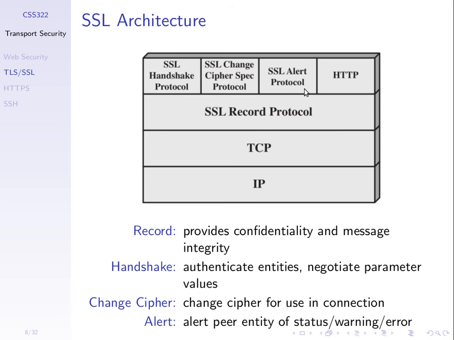The fourth part is an alert protocol, which is a way for the two entities to send special messages to each other, maybe about the status, any warnings or errors that have happened. For example, I receive a packet that doesn't pass the integrity check, the MAC fails. Then the alert protocol can be used to send a message back to the client saying, I just received a packet and there was an error with that. Do something about it. Status updates, warnings and errors are used with the alert protocol.